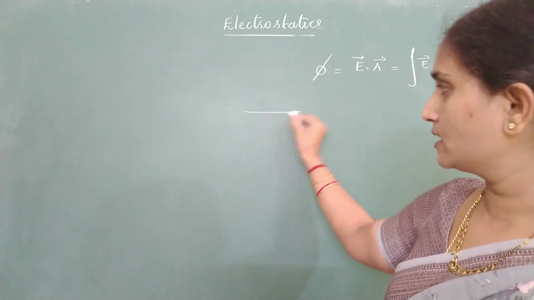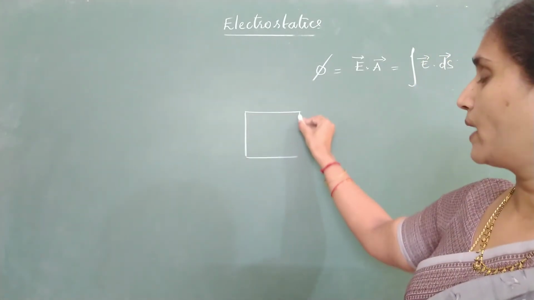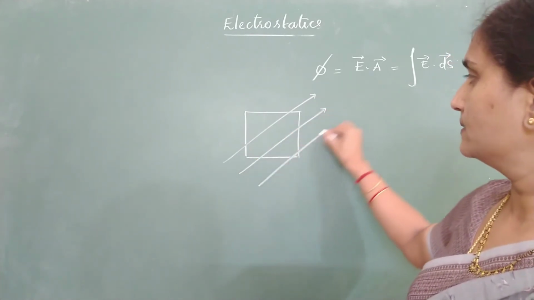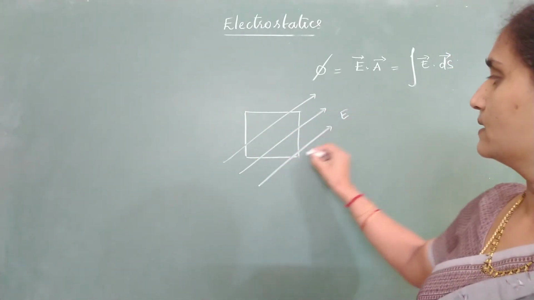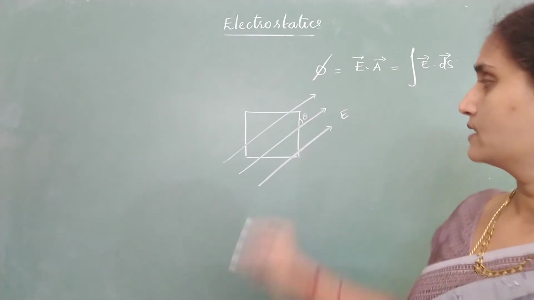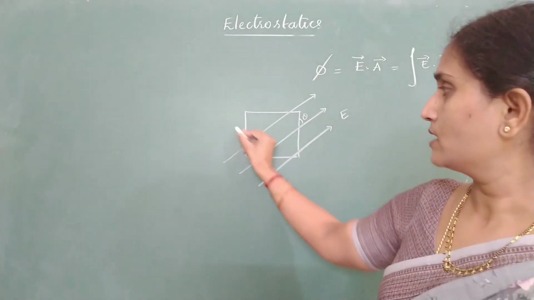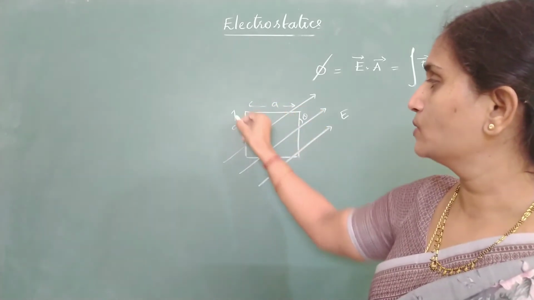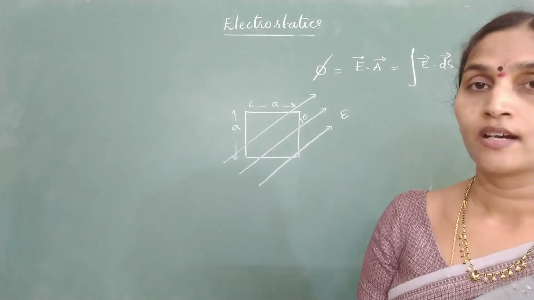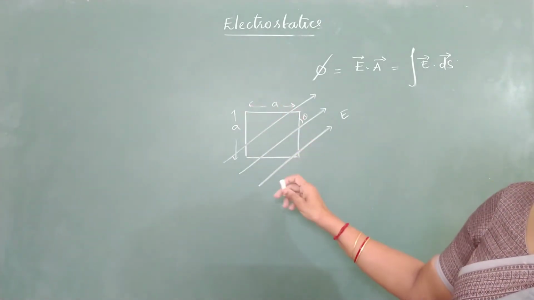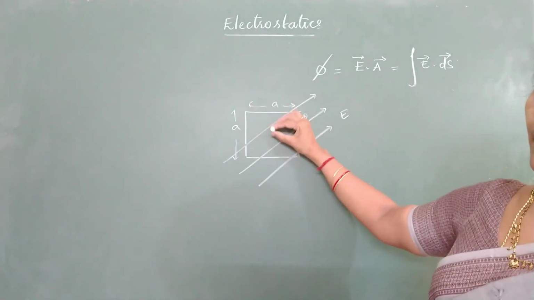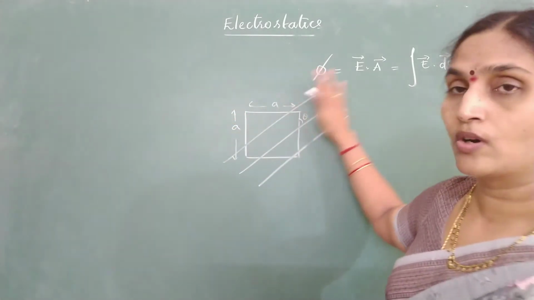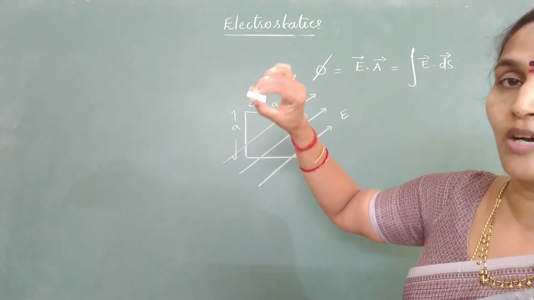So one simple logical question. A square plate is placed in a uniform electric field. This is your electric field, making an angle, say given as theta. The side is A. What is the flux passing through the surface? The moment they give you this area, is this the area vector which is outside the plane of the paper or plane of the board? Electric field is on the board, area vector is outside.